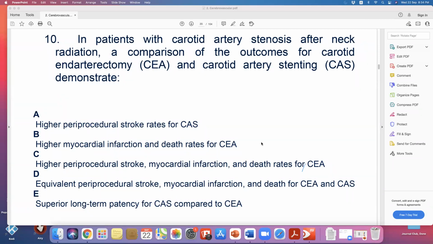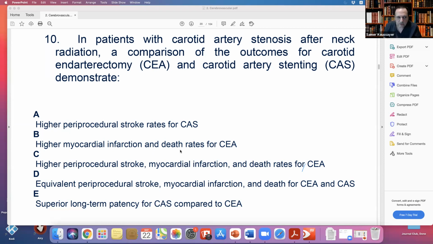In patients with carotid artery stenosis after neck radiation, a comparison of the outcome of carotid endarterectomy and carotid artery stenting demonstrates what? Okay, first of all, after radiation we will have unusual stenosis. We have a difficult claim for the surgery and high risk for nerve injury. So mostly stent, not surgery. So let's see the options. First, higher pre-procedure stroke rate for stent.